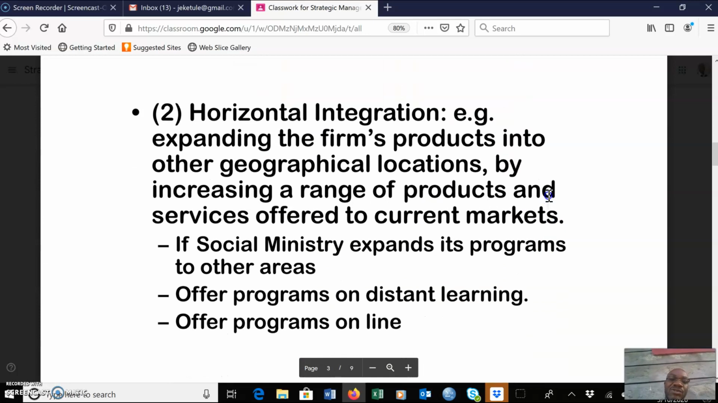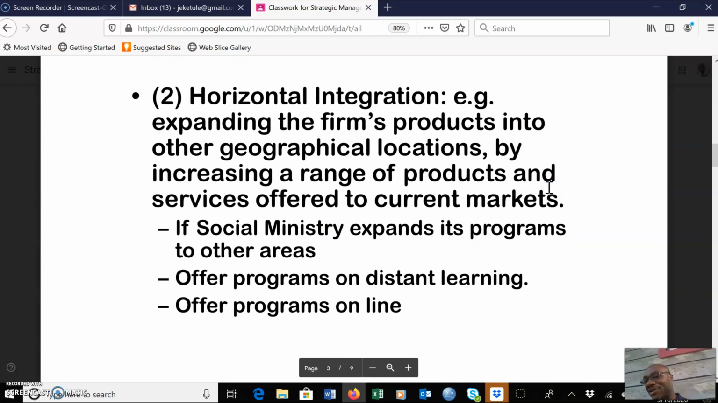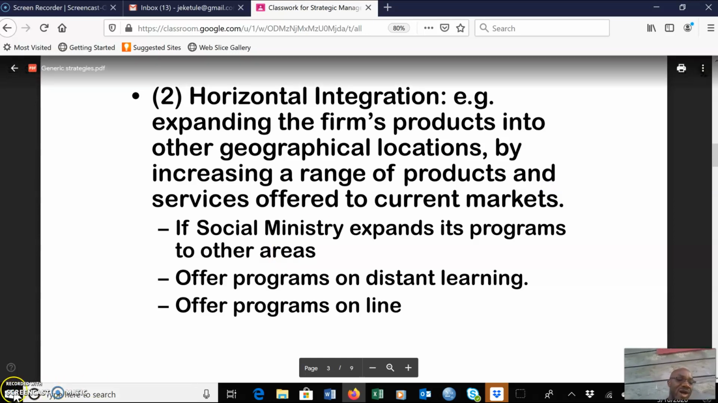Now, let's look at horizontal integration. Horizontal integration has to do with expanding to other geographical areas, geographical locations, and also increasing a range of products. So, for example, you're an organization running in Nairobi and you want to open in Arusha, in Tanzania, you want to open in Uganda, you want to open perhaps in other parts of Nairobi, then you are doing horizontal integration.